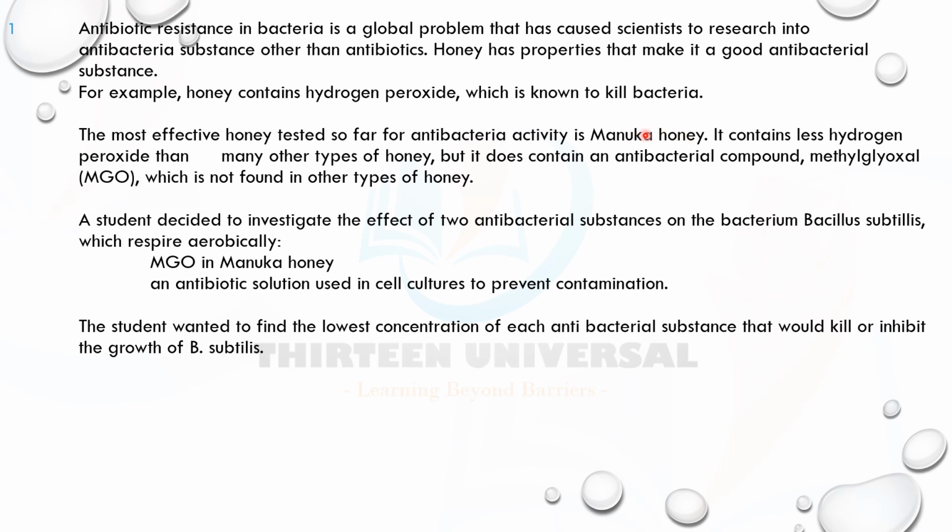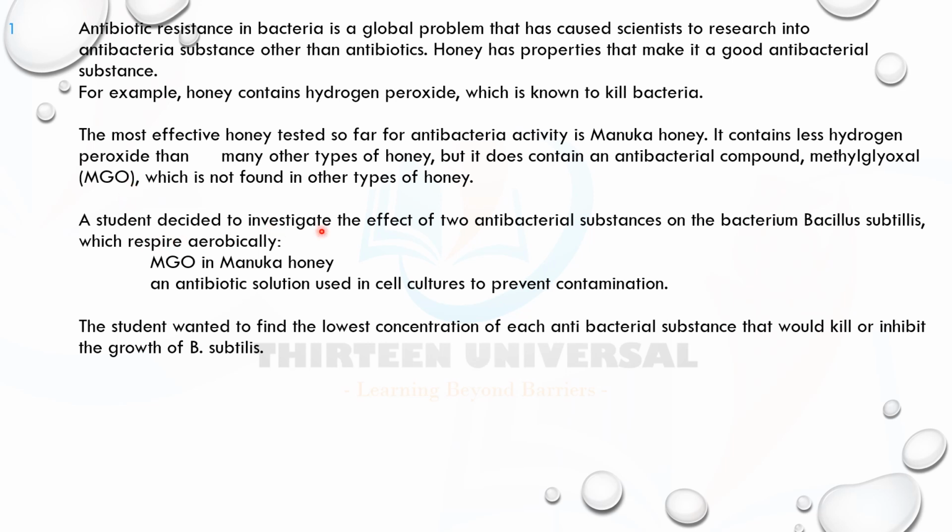Manuka, where can I buy Manuka honey? It contains less hydrogen peroxide than many other types of honey. So you pay attention to that. It contains less. It does contain hydrogen peroxide, but it contains less. So every word is very important. Every sentence is critical. But it does contain another antibacterial compound called methylglyoxal, MGO, which is not found in other types of honey. So it has MGO. Other honeys don't have it.